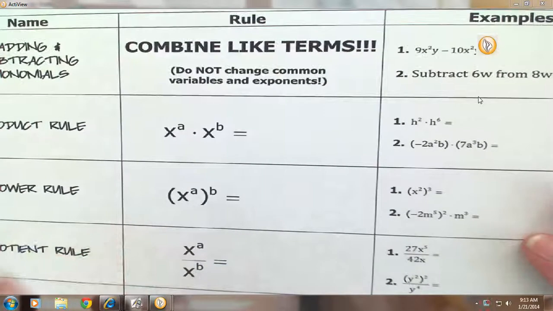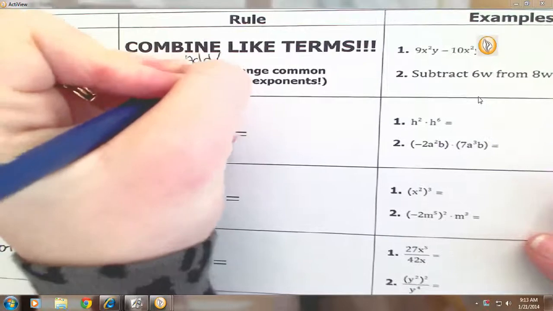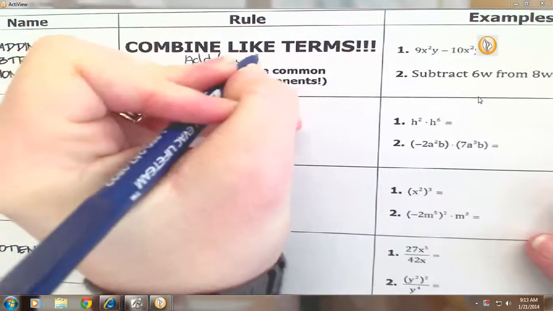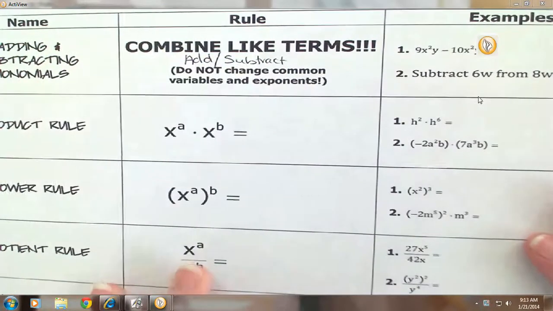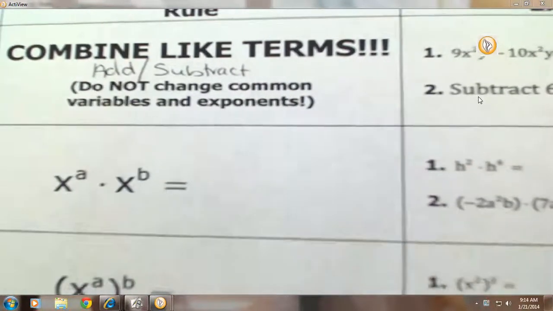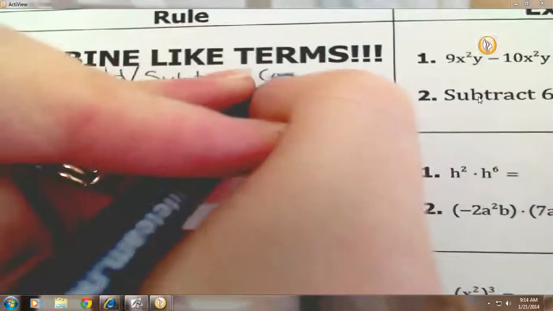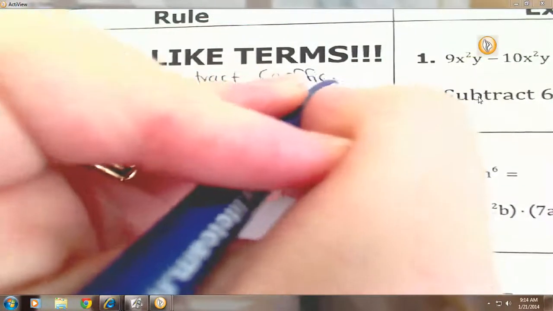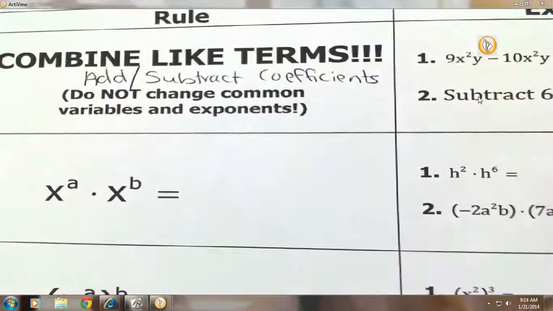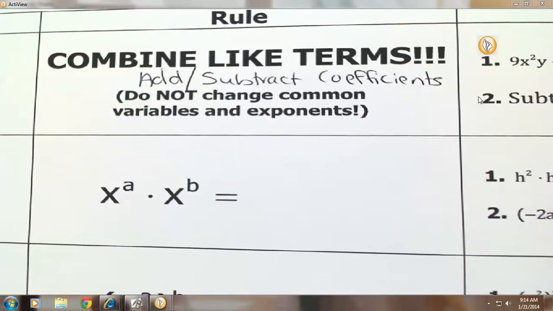Okay. So I want you to make a little note. I'm going to add the words in here. Add or subtract, depending on what you're doing, coefficients. Please write this with me, guys. In your notes, you should be copying down what I copy down. I wrote add or subtract the coefficients. When you are combining like terms, add or subtract the coefficients. We do not change the variable or the exponent.